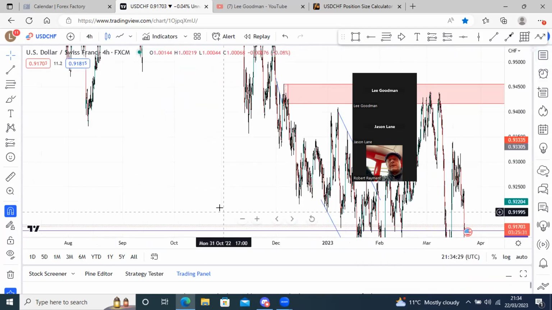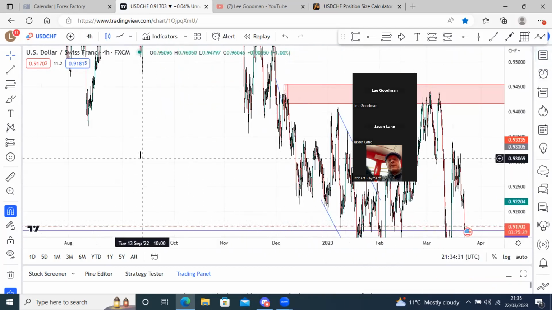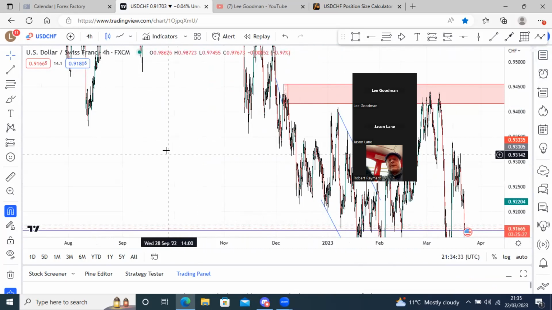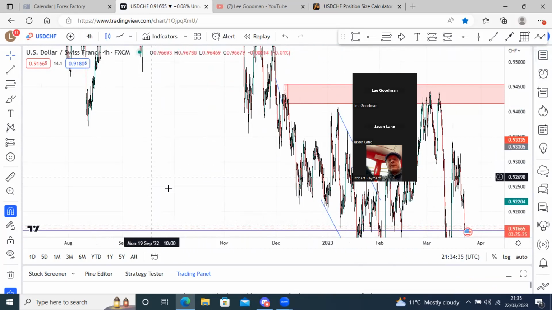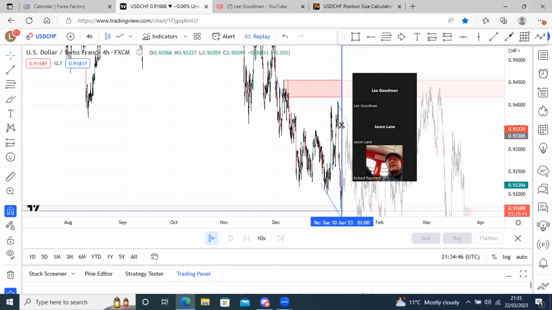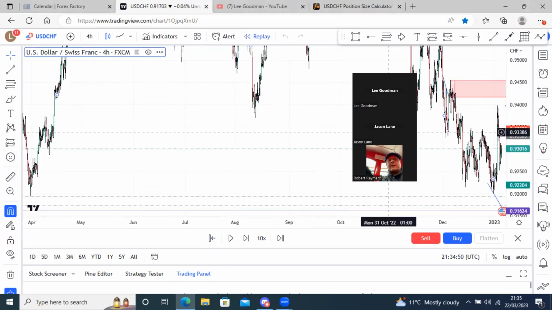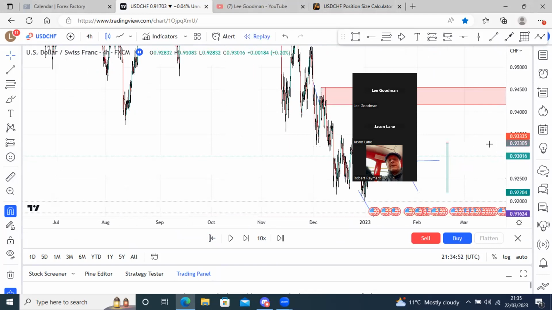So yeah, this is usdchf. It was last week or the week before where it hit. Just bear with me a second. I normally trade on my tablet and I'm on the laptop for this. I'll just go from there.